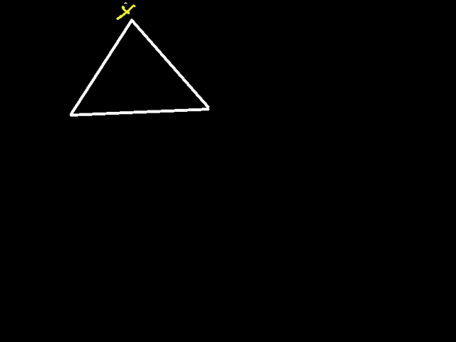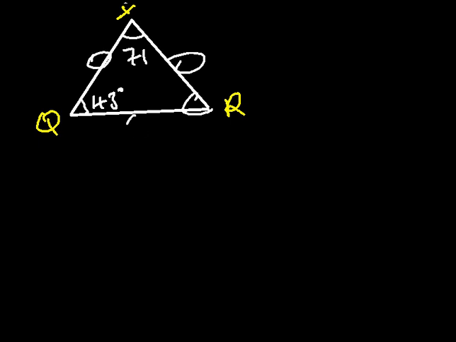We have a triangle, Y, Q, R, and let's say this angle is 71 degrees, and then let's say this is 43 degrees. So we need to find the area of the triangle. We need to find the other angle, and also the other sides of the triangle. So how should you have it?